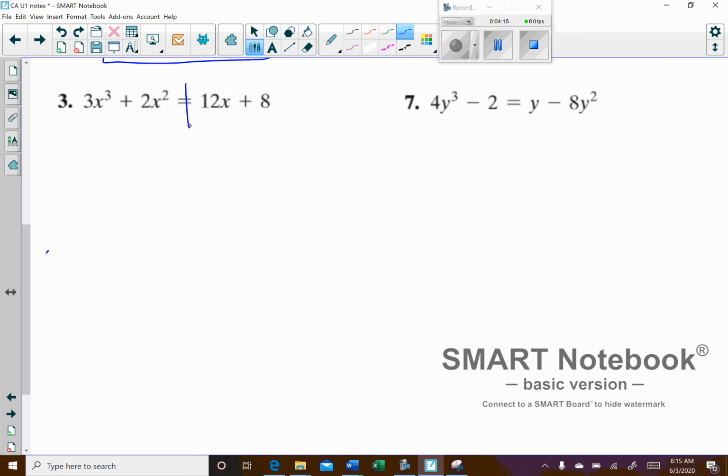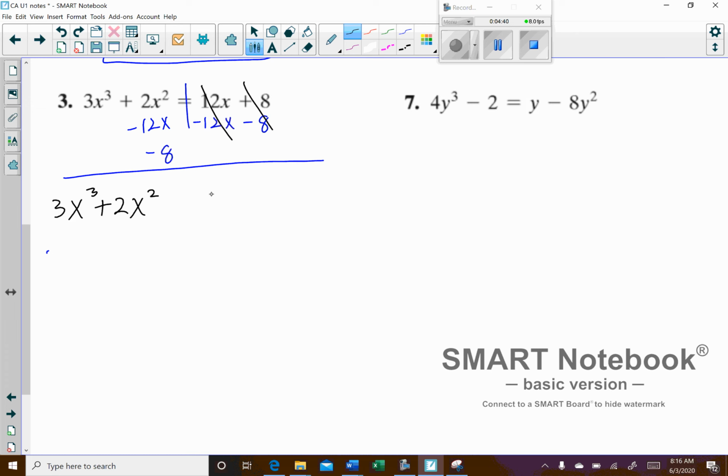So I'm going to set this equal to 0. I'm going to move everything to the left side. So I'm going to subtract 12x from both sides. I'm also going to subtract 8. On the right side, all that stuff is canceled out. On the left side, we'll put this in highest to lowest power. So we'll start with 3x cubed, then plus 2x squared, minus 12x, and then minus 8 equals 0.